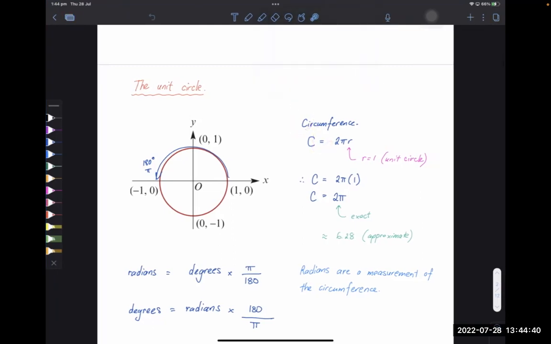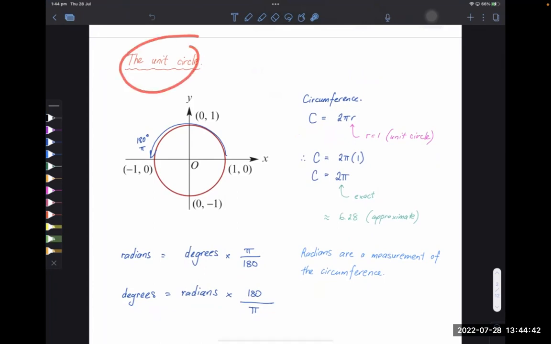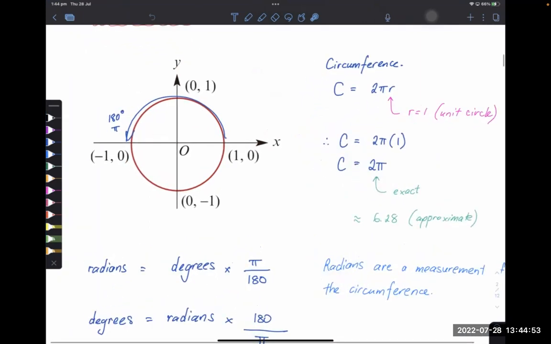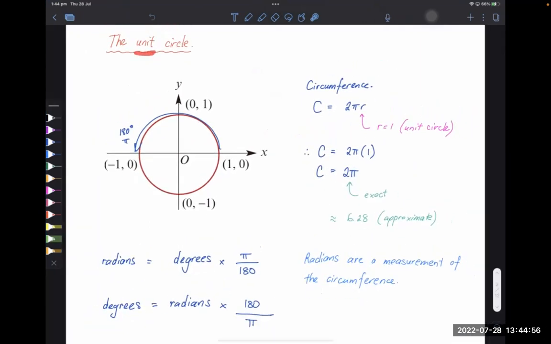Okay, that's better. So in the unit circle, we're still talking about the Cartesian plane. We're talking about a circle on the Cartesian plane. But there's something special about this circle here. It's called the unit circle for a reason. That's because the radius is equal to 1 in the unit circle. So the distance from here to here is 1. The distance from here to here is also 1. Anywhere from the center to the edge of the circle, that's 1.